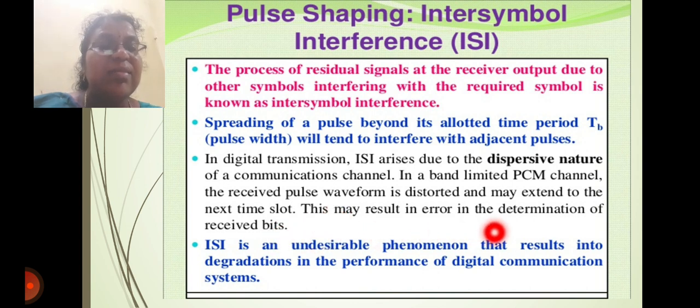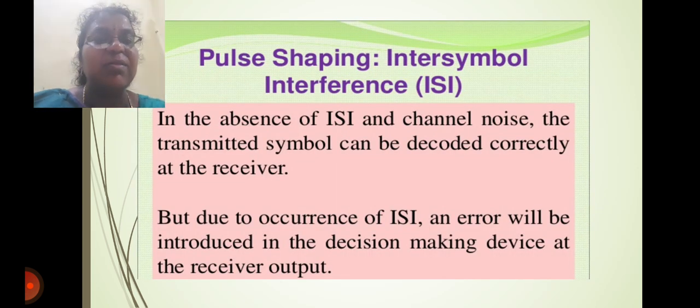ISI is an undesirable phenomenon that results in degradation in the performance of a digital communication system. In the absence of ISI and channel noise, the transmitted signal can be decoded correctly at the receiver. But due to the occurrence of ISI, an error will be introduced in the decision-making device at the receiver output.